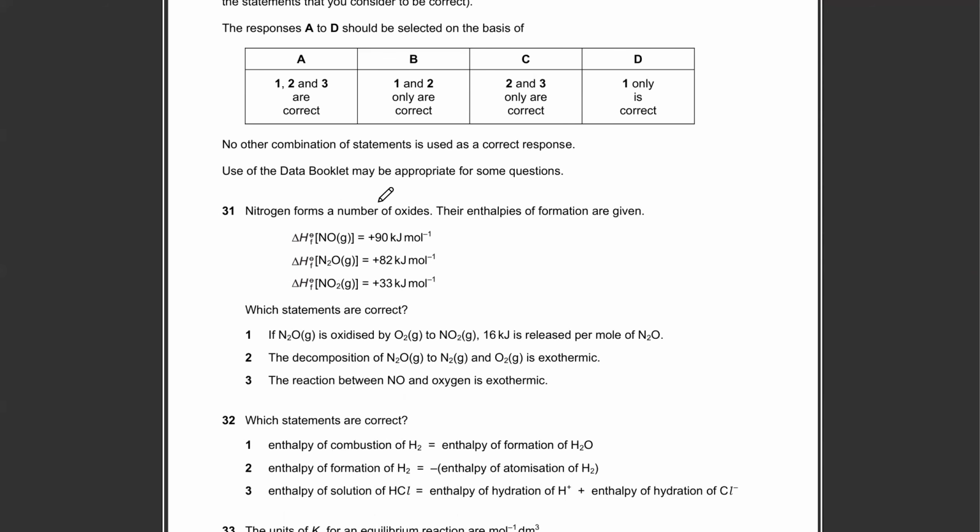Now, this question: nitrogen forms a number of oxides and enthalpies of formation are given. Which statement is correct? If N2O is oxidized by O2 to NO2, this is the energy released per mole of N2O. So let's write the equation. N2O is oxidized by what? By O2 to form NO2, right?